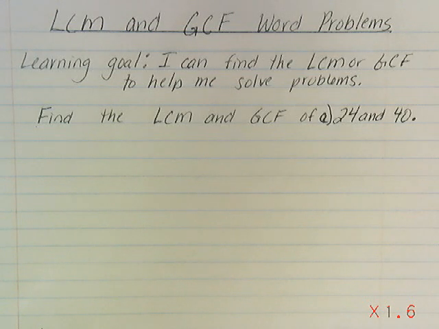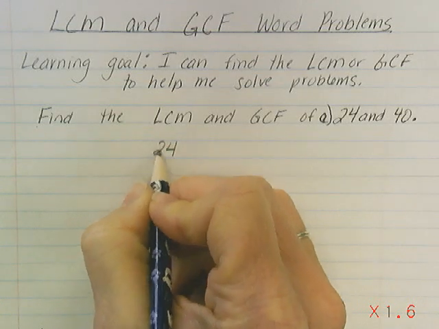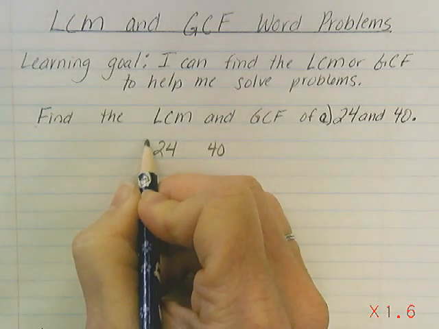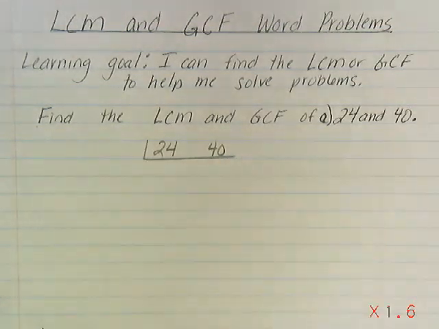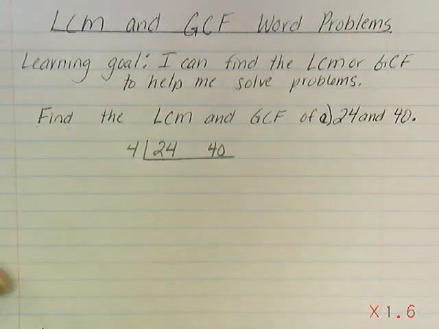So for our first example, we want to find the LCM and GCF of 24 and 40. So we practice this strategy with factoring. And I want to put both numbers next to each other. I'm going to set up this little symbol that looks like the upside down division sign like we did with factoring. And I want to find the largest number that goes into both 24 and 40. Off the top of my head, I know that 4 goes into both of those numbers, so I'm going to divide both of those by 4.